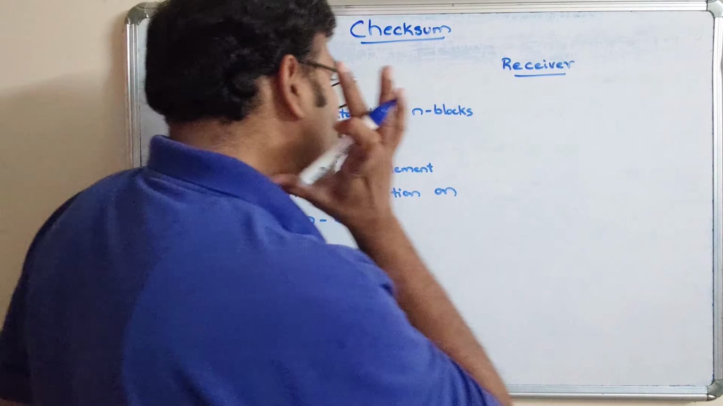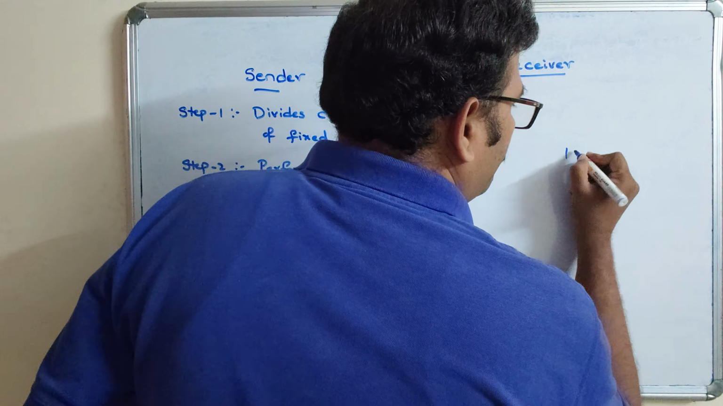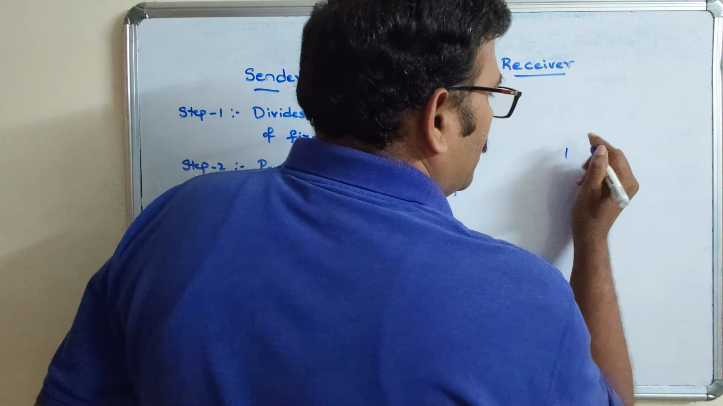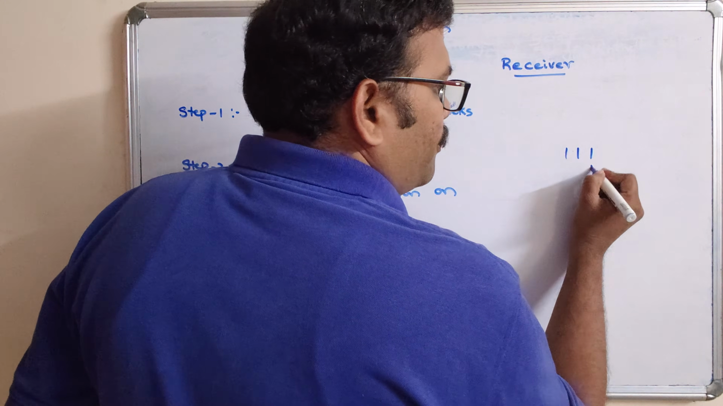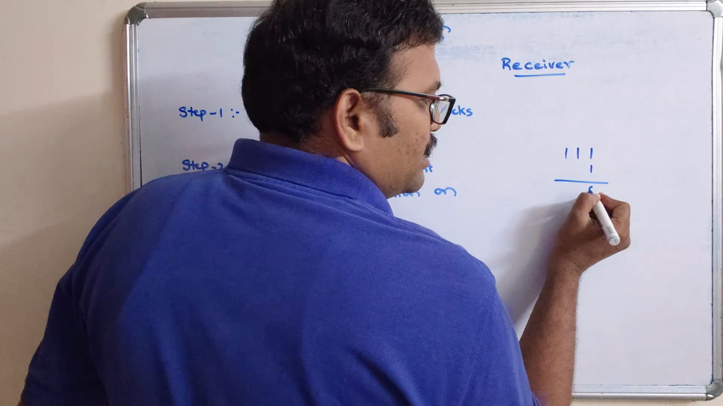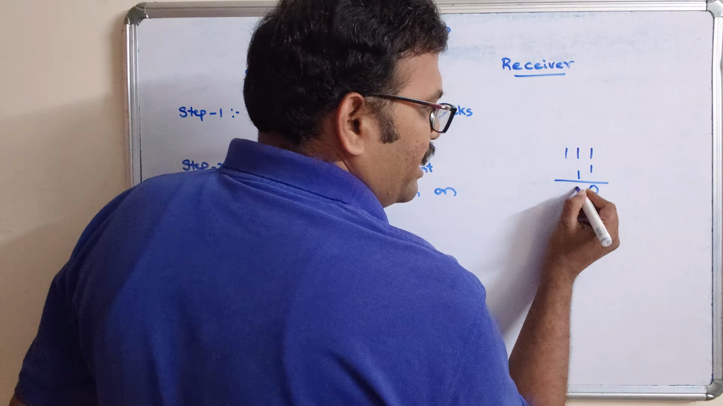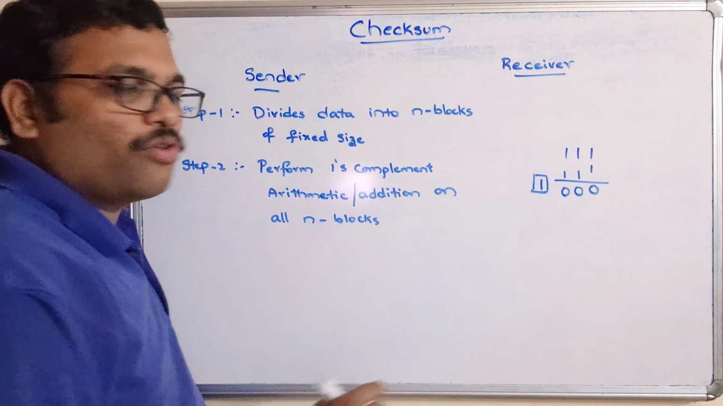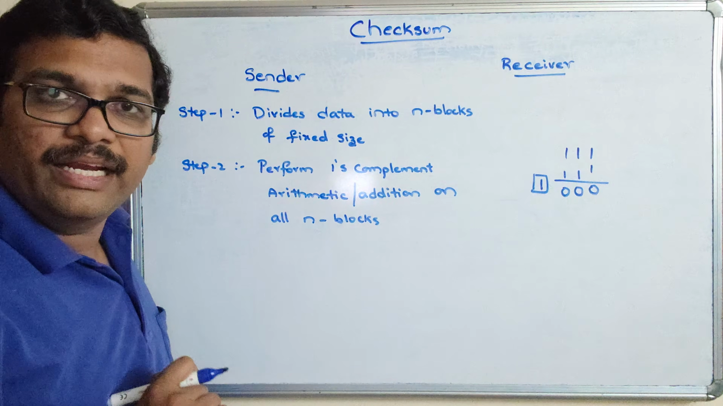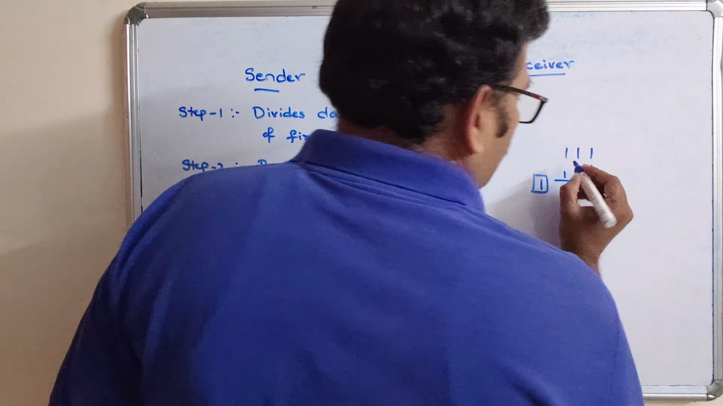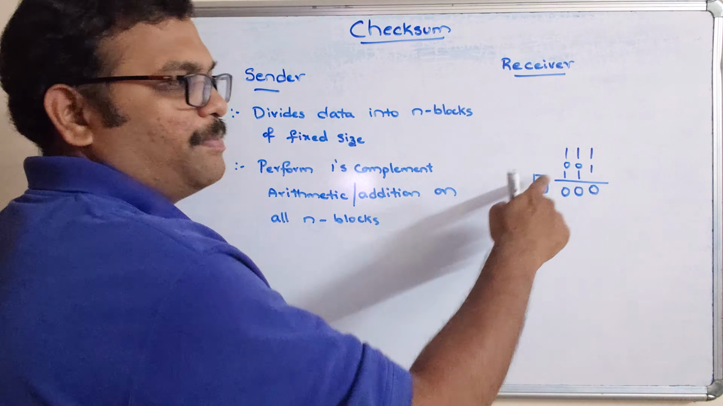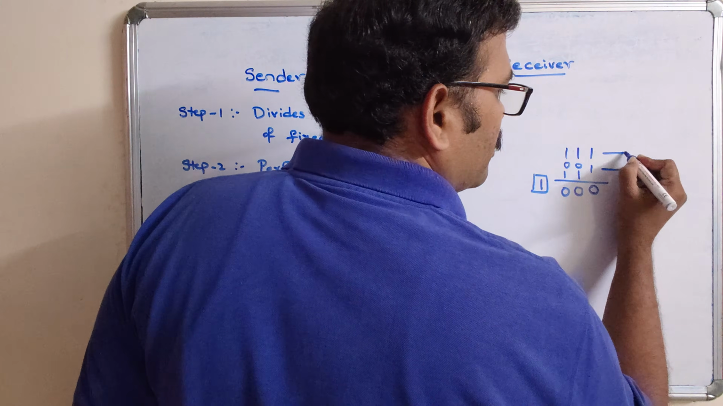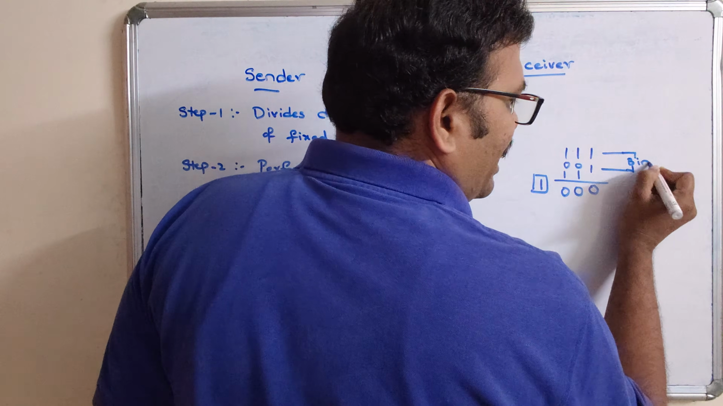For example, let us take the bits 1, 1, 1 and 1, 0, 0, 1. If you add them, this is a 0 and it goes here, again 0, again 0, and this is a carry bit. This is called a binary addition.